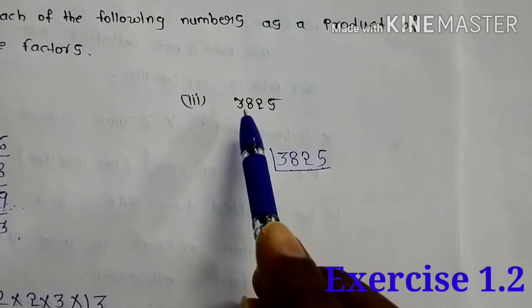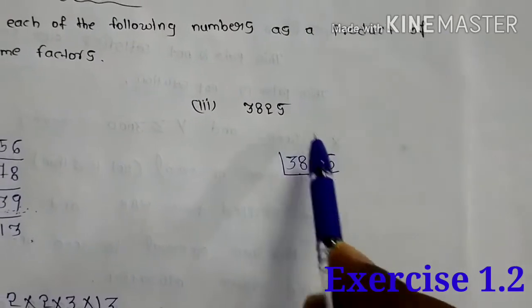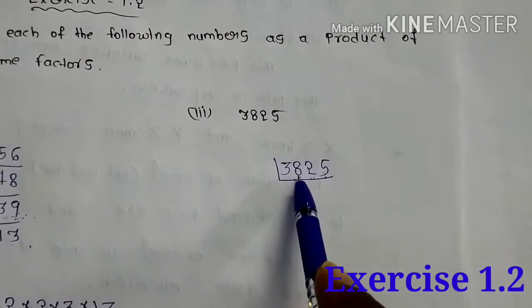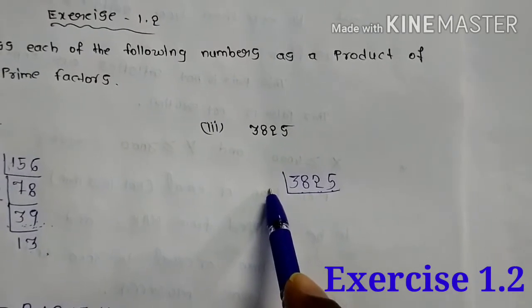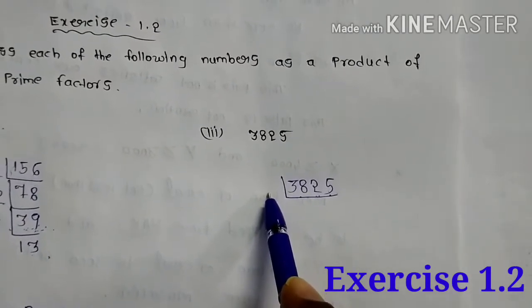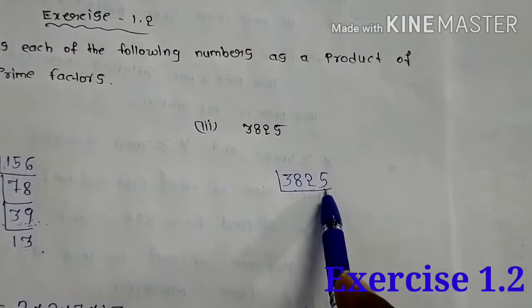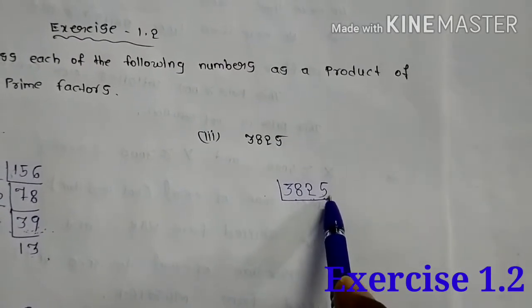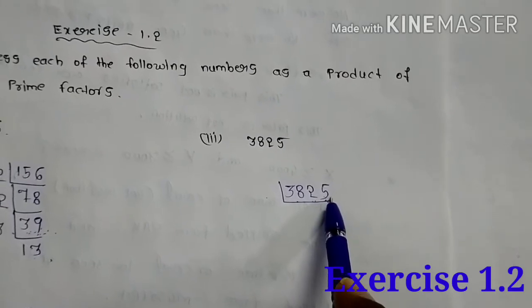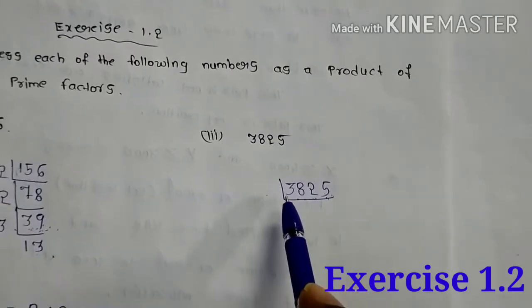Next problem, once you can see here 3825. First you can take the first prime number. What is the first prime number? 2 only. Whether the number is divisible by 2 or not? Not divisible. Why? Because see here, 5 is not divisible by 2. So you can move to the next prime number. What is the next prime number?